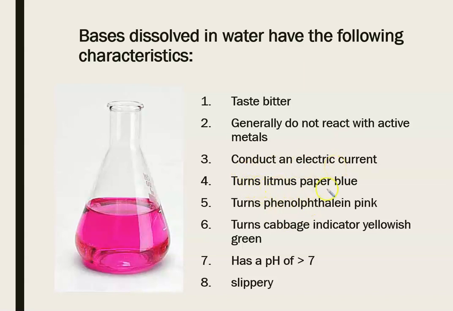They're going to turn litmus paper blue. Remember, blue for base. Weird thing is that phenolphthalein is going to turn pink, and we are going to use this guy in lab, which is the Y. So this is actually a liquid. This one's a paper, but this one's a liquid indicator, and it turns pink, and we're going to use it in lab, which is why I want you to know that one. So the cabbage turns a yellowish green, kind of like a Shrekky color. We'll see that in lab as well.